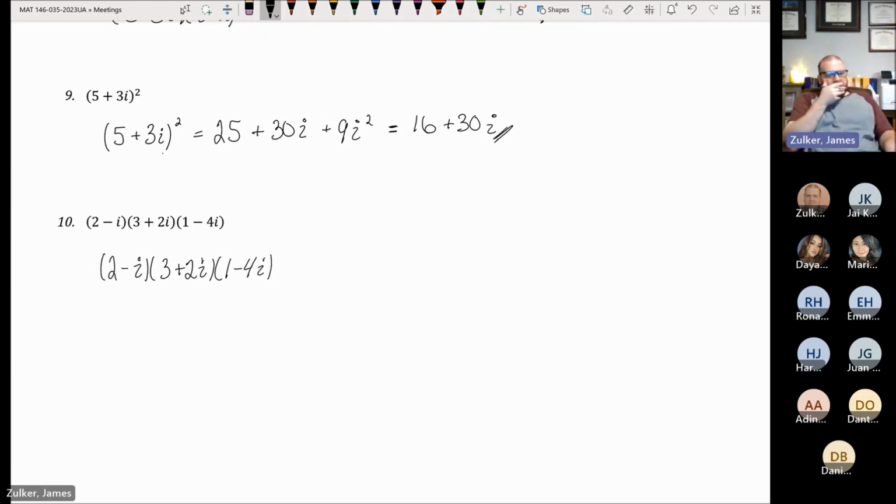What about here? Well, let's start with any pair and FOIL it. Remember, multiplication of complex numbers is commutative, so the order in which you multiply them doesn't matter. So you can rearrange this however you want to. Let's just not make things complicated. Let's take the first two and multiply them out.